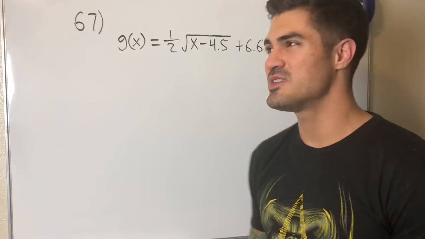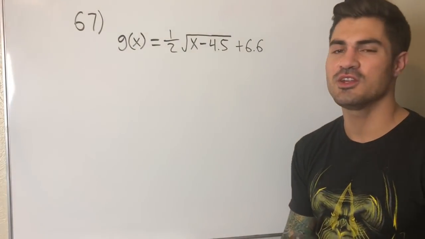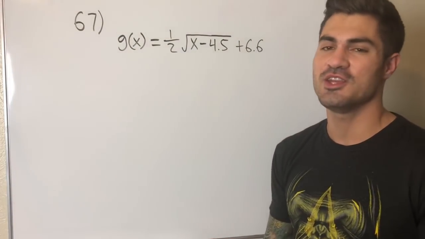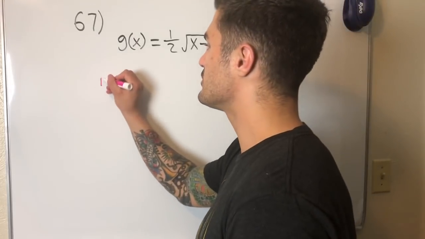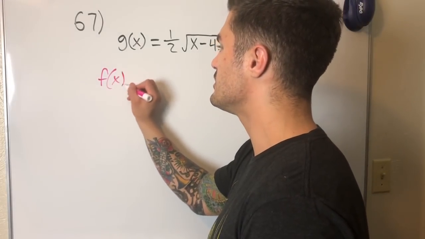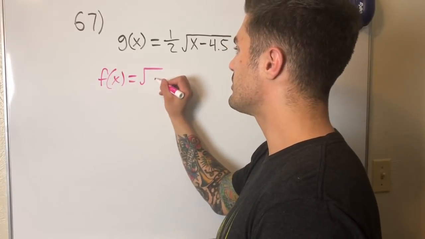All right, so for number 67, we are asked to write the parent function and identify all the transformations in order. So our parent function, hopefully that's clear. We can write our parent function as square root of x. So f of x equals square root of x is our parent function.